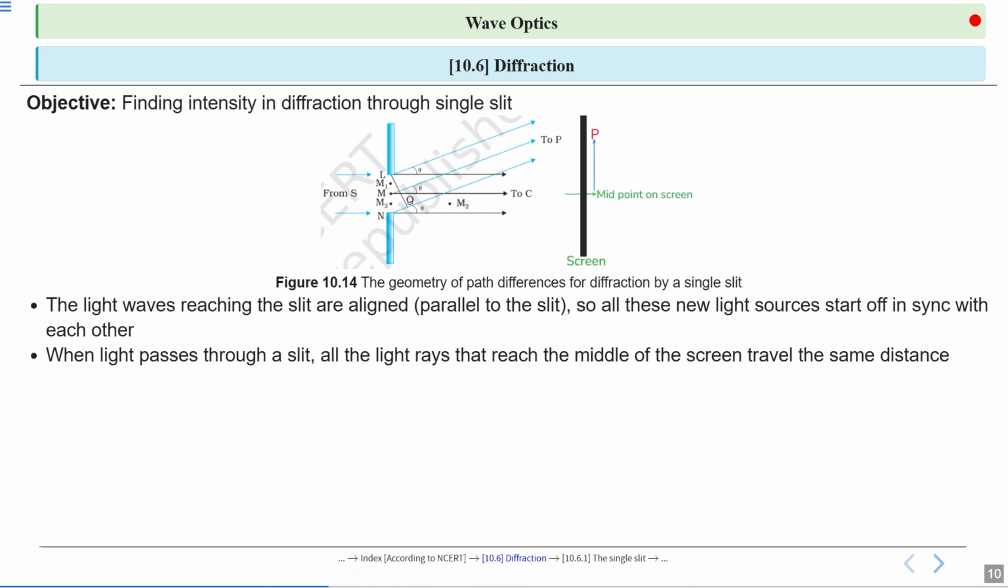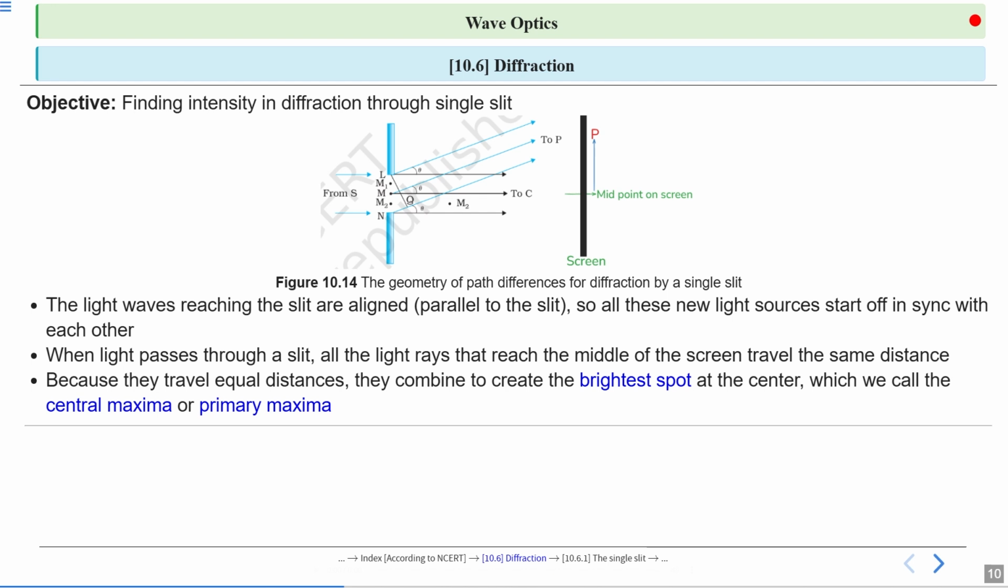This is the key point, because it means these rays are in phase with each other when they meet at the center. If they reach the center of the screen at the same time, the path difference will be nearly zero and the phase difference will also be zero, so they are in phase, or the phase difference will be constant. For this middle point, the phase difference is generally zero. This in-phase condition is what leads to the formation of a bright spot at the center of the diffraction pattern.